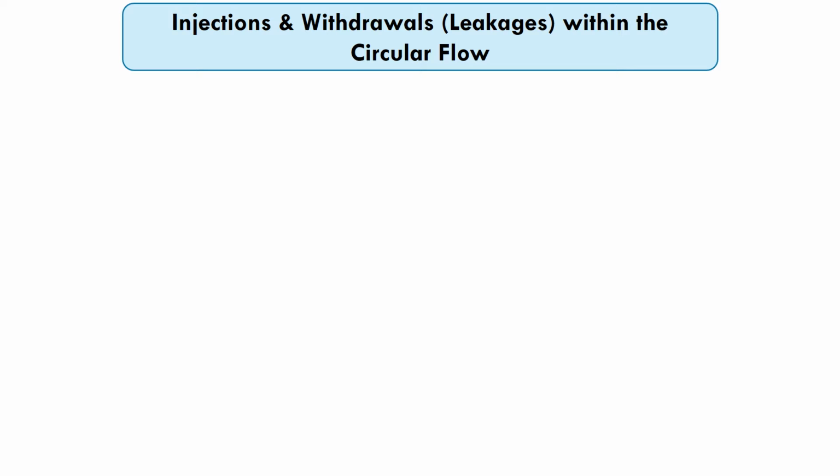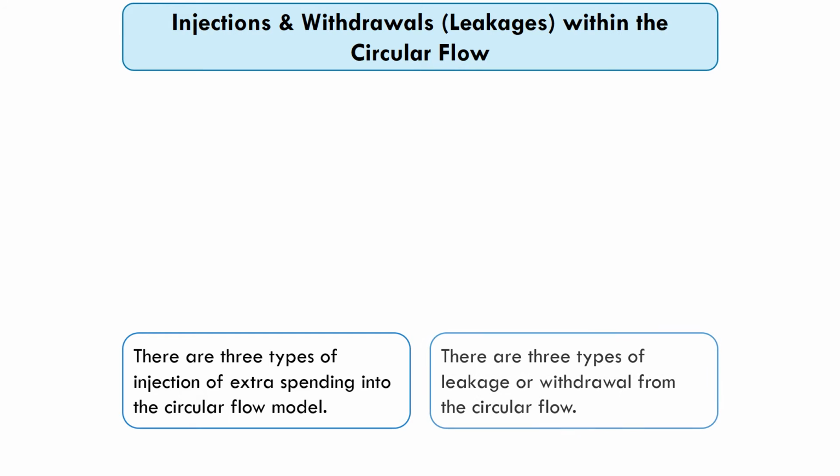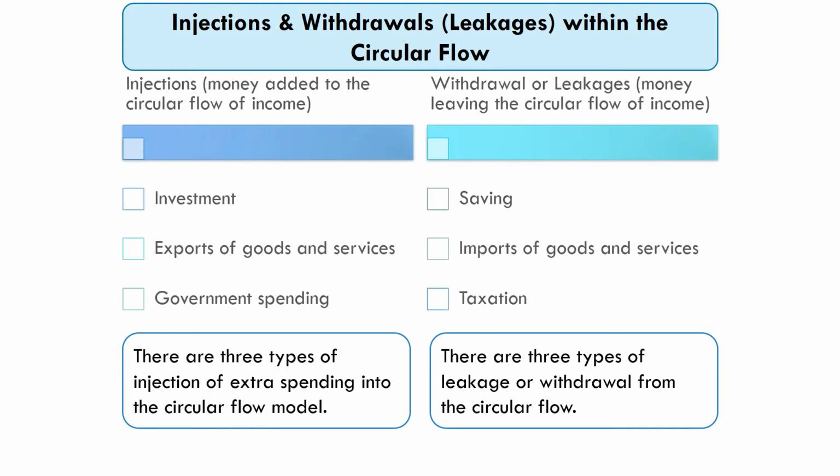One of the key things we can do, and why this model works particularly well, is that we can use the concept of injections and withdrawals within the circular flow to estimate what's going to happen to the level of output, GDP, national income within our economy. There are three types of injection, of extra spending into the circular flow model, and there are three types of leakage or withdrawal. Sometimes you hear the word leakage, money leaking out of the circular flow.